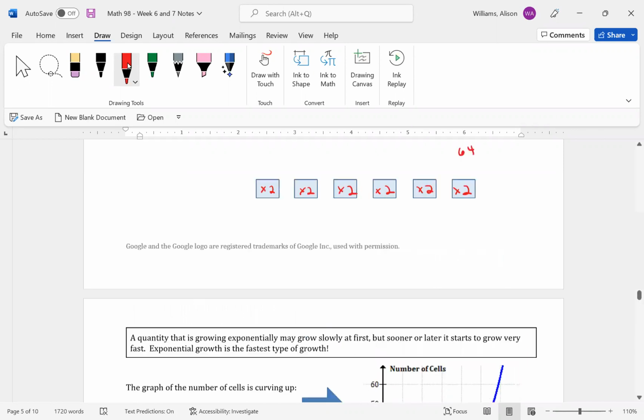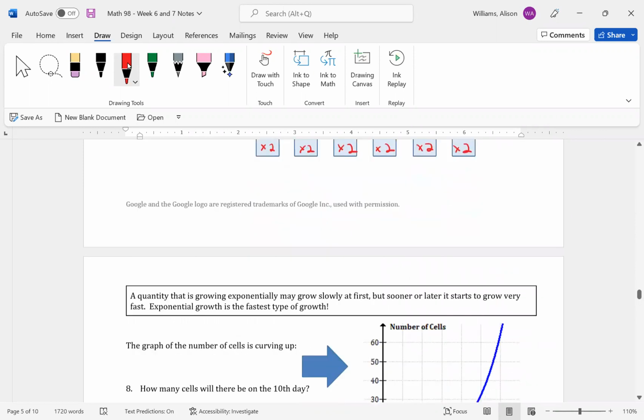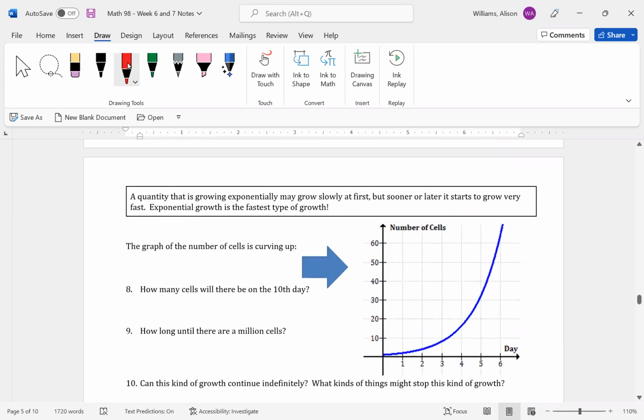Okay, so we know how many cells were on day 6. There was 64. So that means I'd be multiplying by 2 for day 7, 8, 9, 10. Or in other words, I'd be multiplying by 2 4 more times because that's representing 4 more days. So if you were to do that, you'll end up with 1,024.